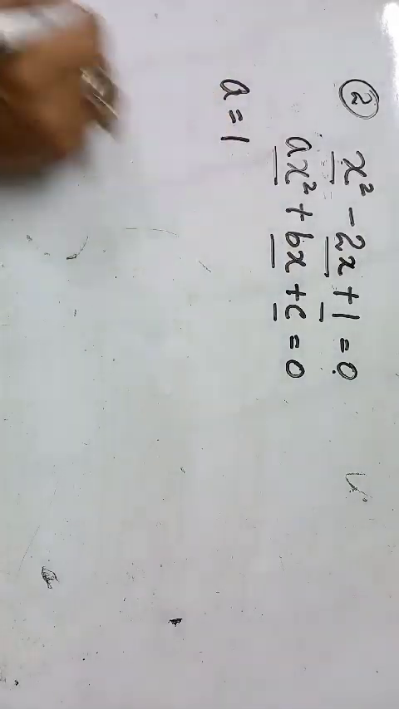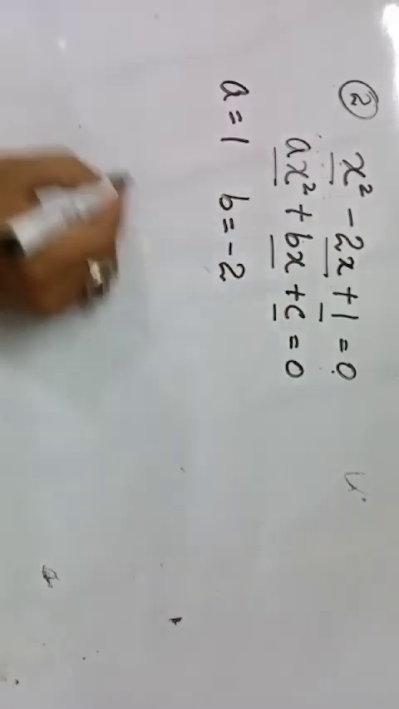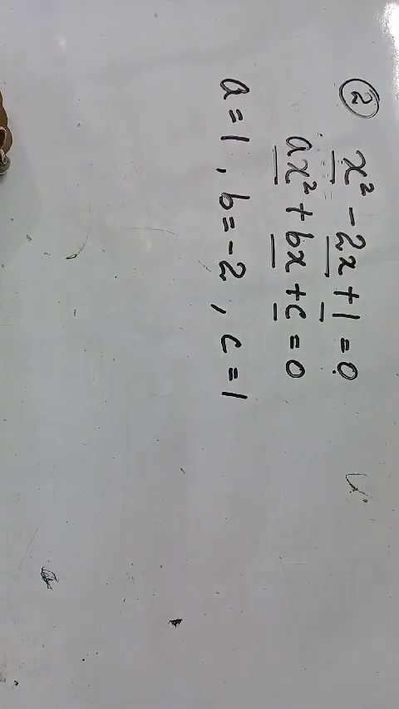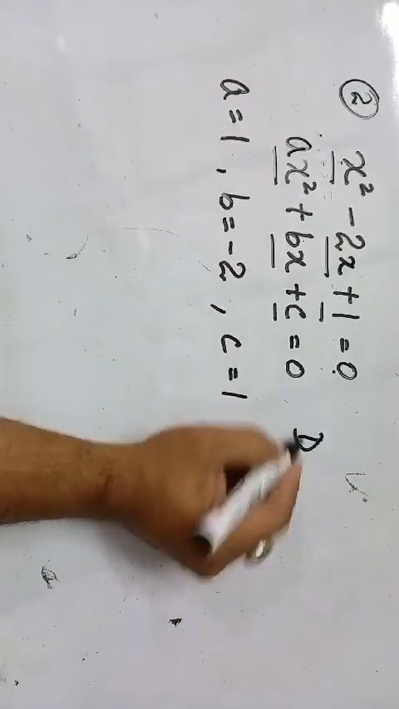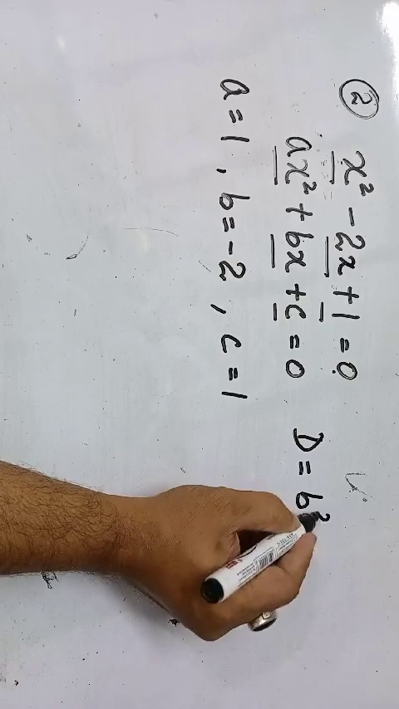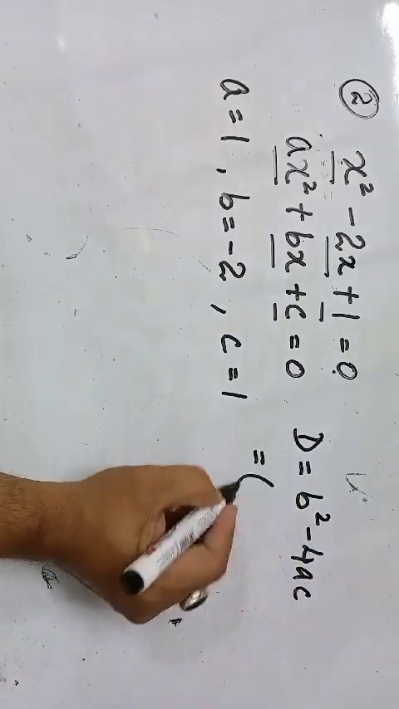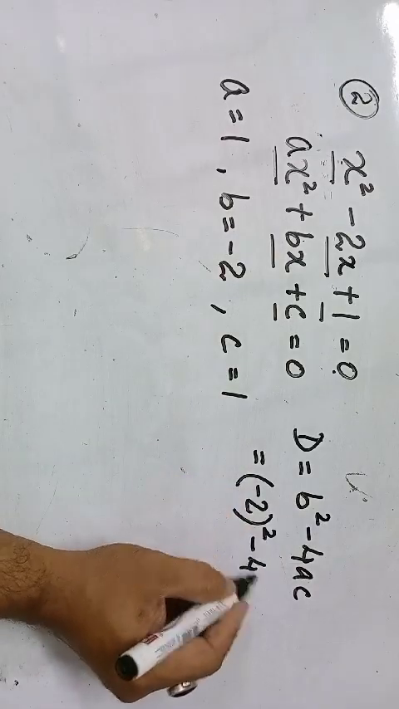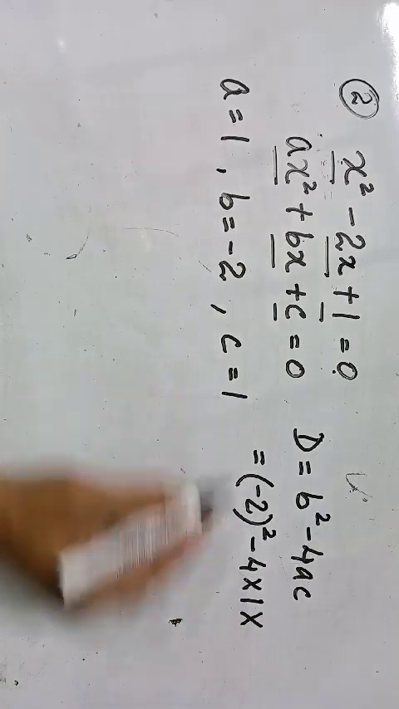Your a value will be again 1, b value this time will become minus 2, and c value will become 1. Okay, so using these values I can calculate my discriminant. So discriminant formula again is b square minus 4ac. So I will use b value as minus 2 whole square minus 4 times a into c.